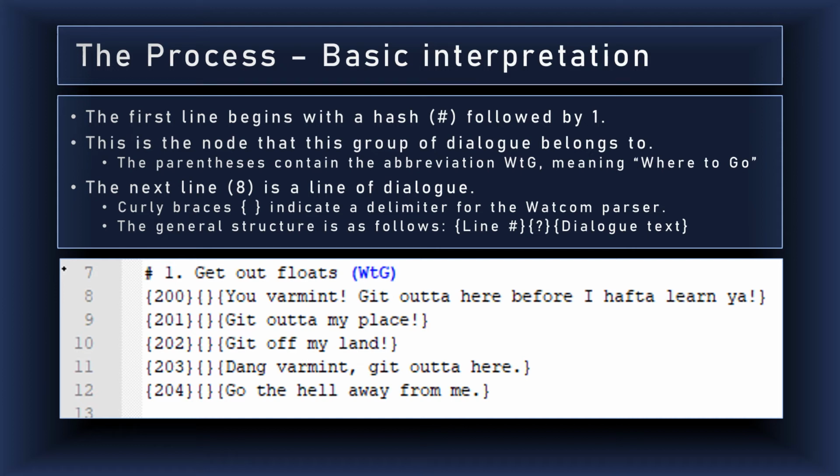Line 8 is a line of dialogue. So this is actually where it's getting talked about. So line 200, you varmint, get out of here before I have to learn you. Curly braces is a delimiter for the Watcom parser, meaning that it knows to separate based on text that is separated by an open and closed curly brace. We use curly braces in Java. We use curly braces in C#. Curly braces are used all over the place. And then again, you can see the structure here is listed. Line number, not sure what the middle one is. It may just be a space. And then we have dialogue text on the opposite side.